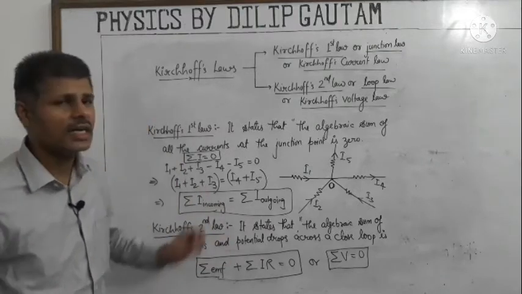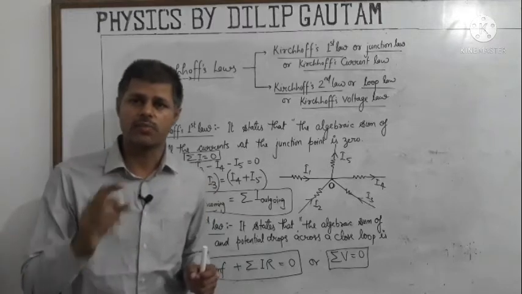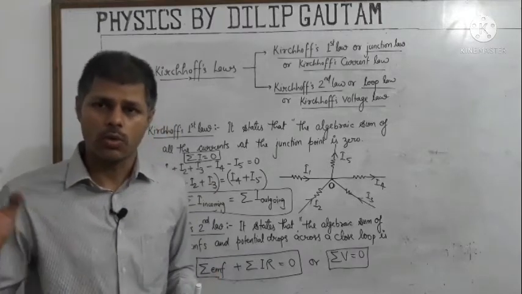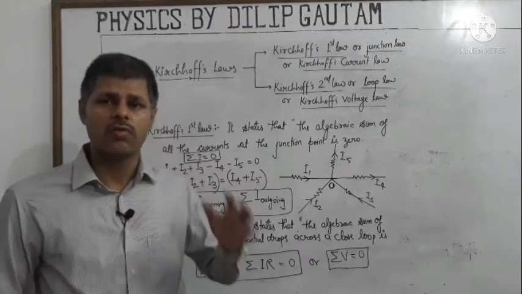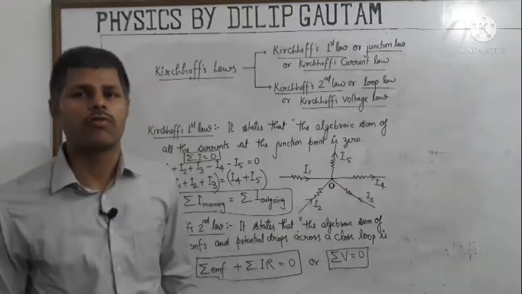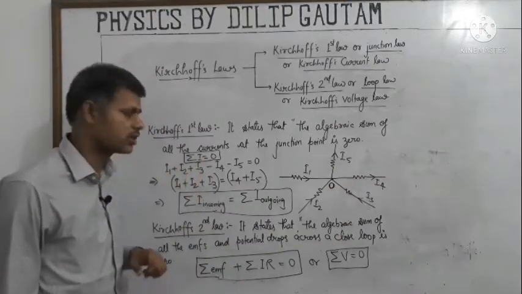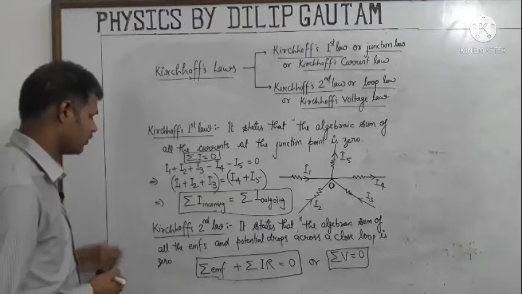So this is all about Kirchhoff's first law. Kirchhoff's first law states that the algebraic sum of all the currents at the junction point is 0. It means the total amount of current coming towards the junction will always be equal to the total amount of current leaving away from the junction. So this is Kirchhoff's first law.